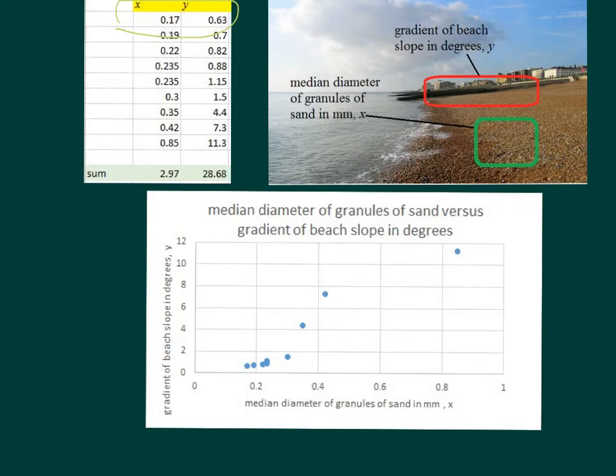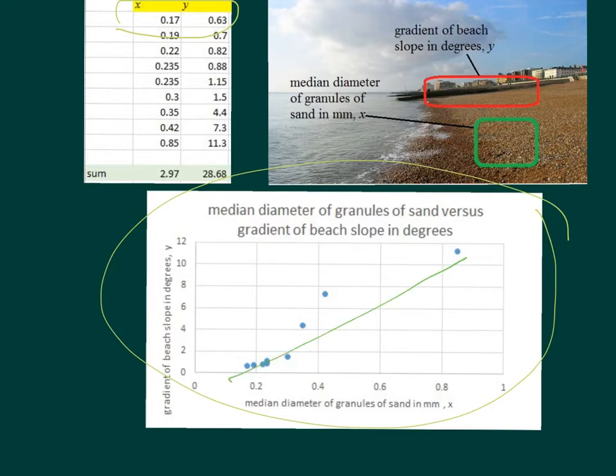The first thing that we should do to check whether x and y are related is to plot a scatter plot, as shown here. From this scatter plot, it is easy to see that as x increases, y also increases. So we can suspect that there is a linear correlation between x and y.